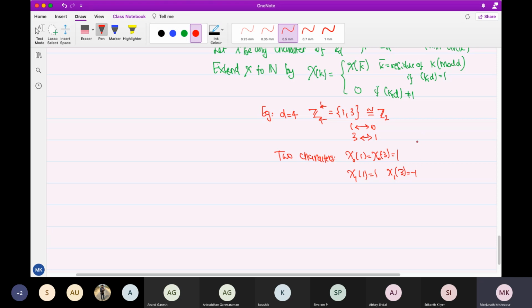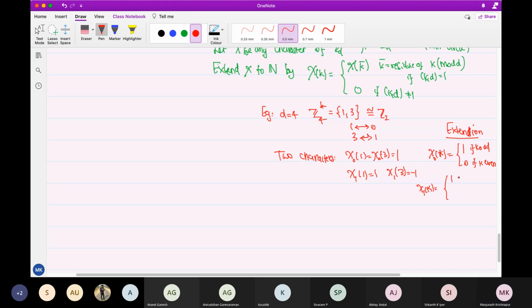So when you extend, I will just use the same. So chi 0 of k, it's not 1 for all k. So that is a small point one should keep in mind. Chi 0 of k is 0 if k is even, because that's when it's not co-prime to 4, and 1 if k is odd.